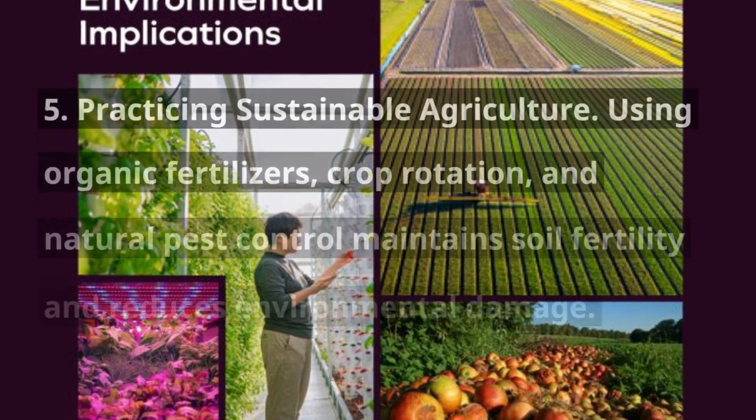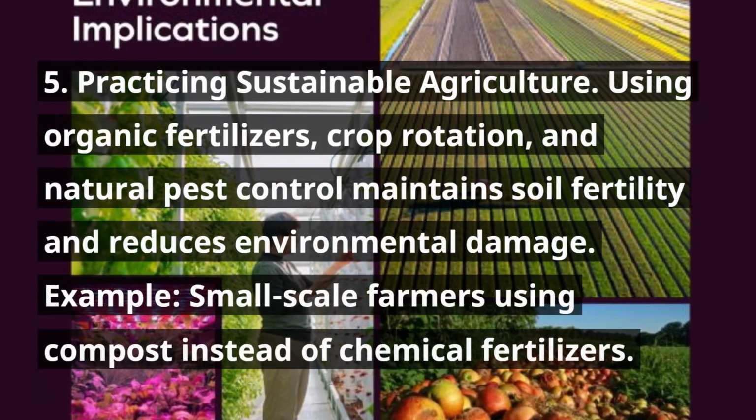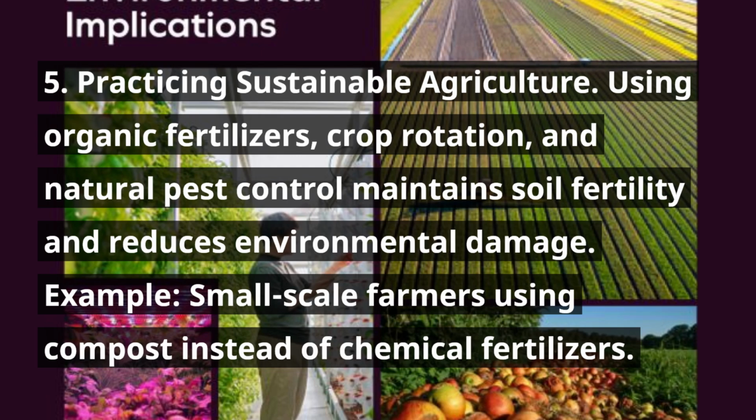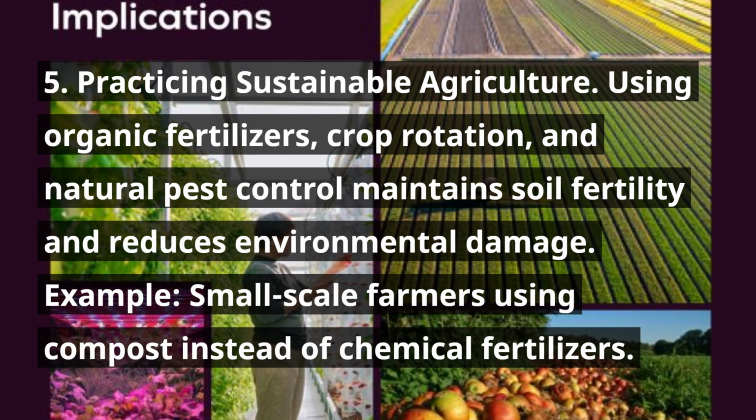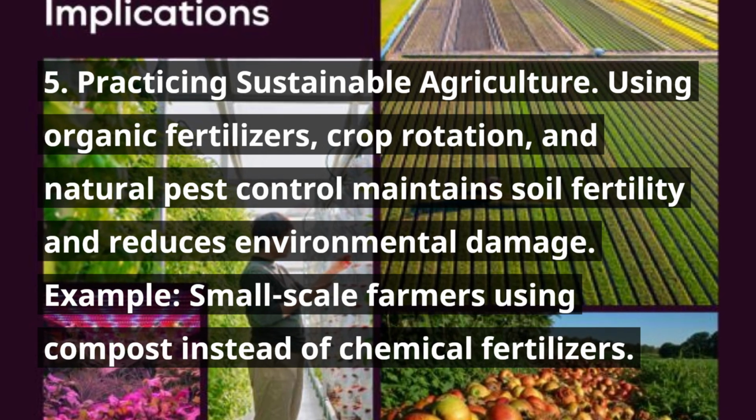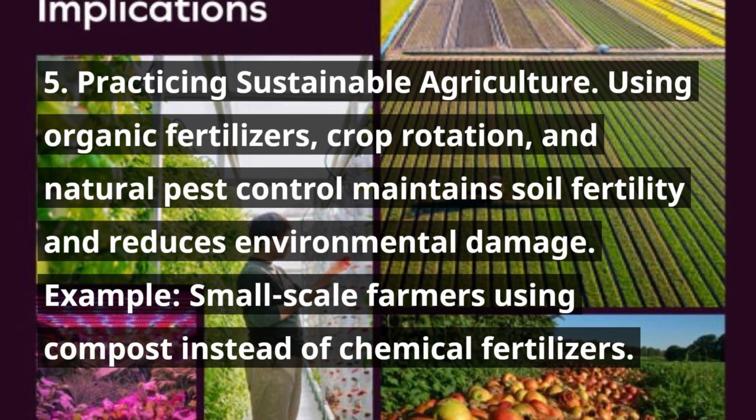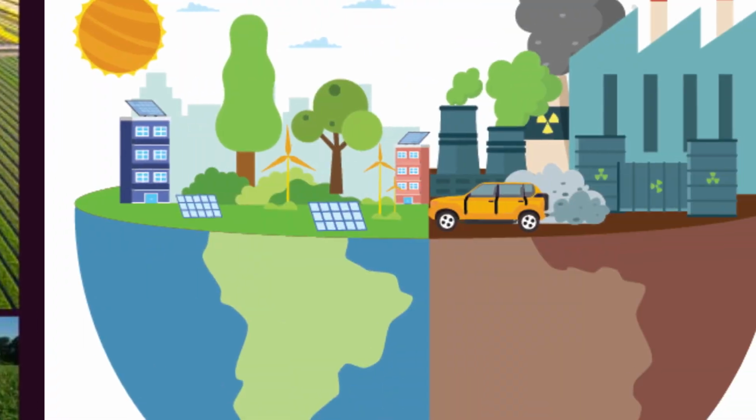5. Practicing sustainable agriculture. Using organic fertilizers, crop rotation, and natural pest control maintains soil fertility and reduces environmental damage. Example: small-scale farmers using compost instead of chemical fertilizers.